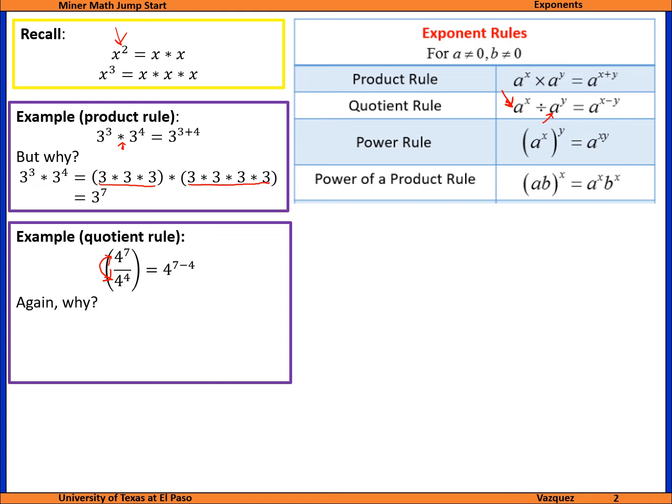And again, why? Well, if you're to expand that out, we'd have 4 sevens at the top being multiplied in the numerator, and in the denominator, we'd have 4 fours multiplying. And what can happen there? Well, we have the same factors in the numerators as in the denominators, so we can cancel 4 of them out. What does that leave? That leaves 3 fours at the top being multiplied, or in other words, 4 cubed.